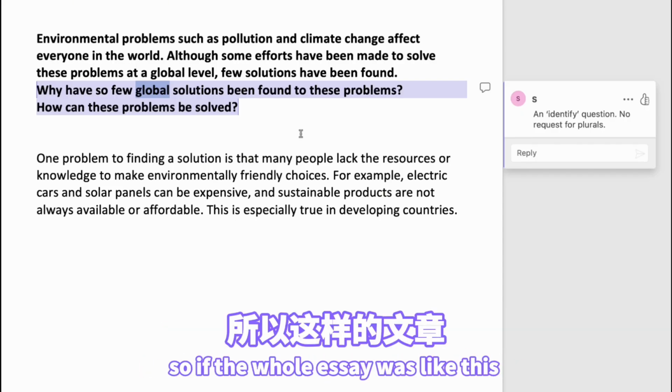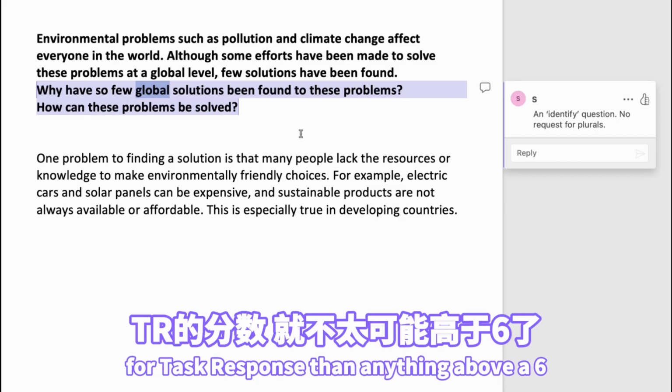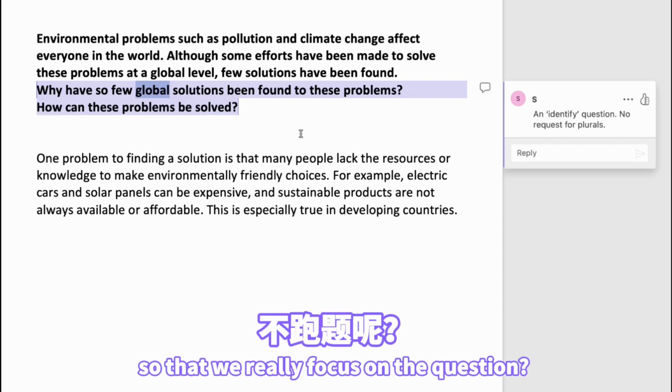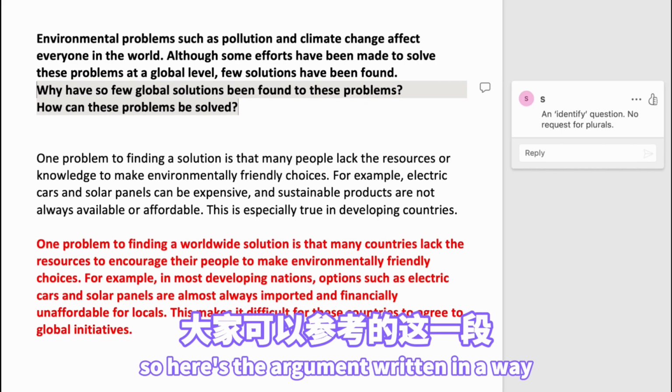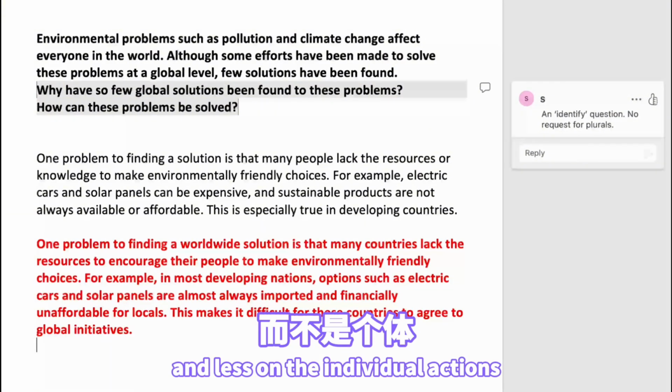So, if the whole essay was like this, we're probably looking for closer to a 6 for task response than anything above a 6. Now, how can we rewrite this argument so that we really focus on the question? So here's the argument written in a way that focuses on the global action and less on the individual actions.